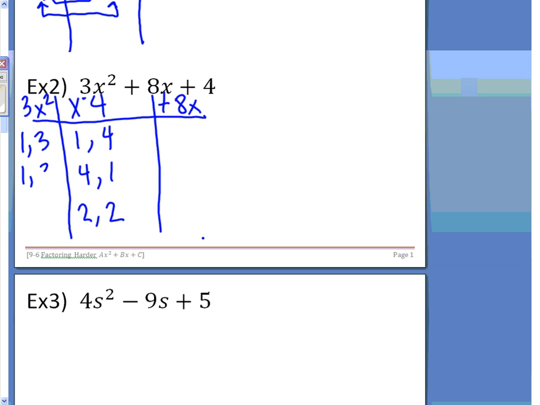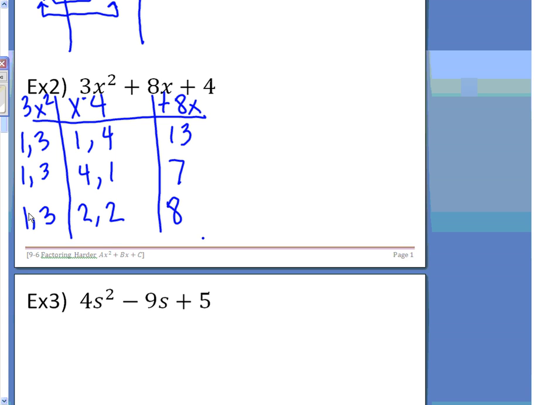So 1 and 3 with each one of those could possibly be the answer. And let's see which one works. Well, 1 times 1 is 1, right? First times first is 1, times 1 is 1, 3 times 4 is 12, 1 plus 12 is 13, not the sum that I'm looking for. Let's try the next one. 1 times 4 is 4, 3 times 1 is 3, 3 plus 4 is 7, not the one I'm looking for. Let's try the next one. 1 times 2 is 2, 3 times 2 is 6, 2 plus 6 is 8. I found it, right? That's the sum I wanted.